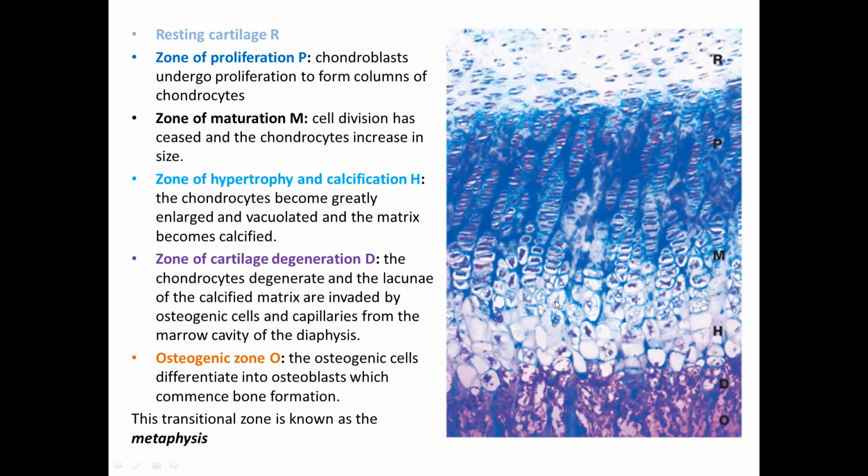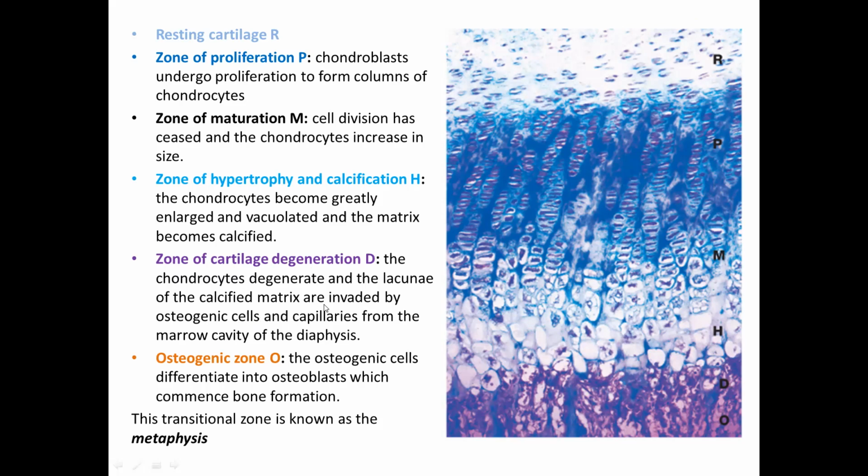Again, these chondrocytes become really large here and they develop vacuoles. That means they have water getting filled into them, right? And the matrix in this area becomes calcified. So this reduces the diffusion, and because of that, these cells degenerate. So you come to the zone of cartilage degeneration, D.